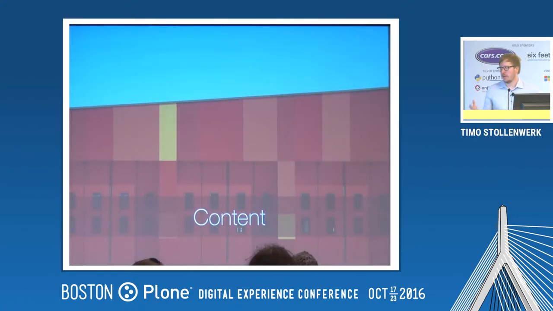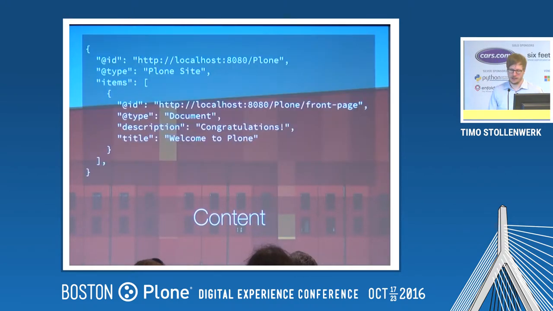Plone is a content-centric application, right? So you might want to access content through the Plone REST API. That's the core idea, right? So what we implemented is the idea of having a browsable API or a hypermedia API, right? I won't go too much into detail because I did that last year already. But the idea is basically that you have, I have JSON here, sorry.